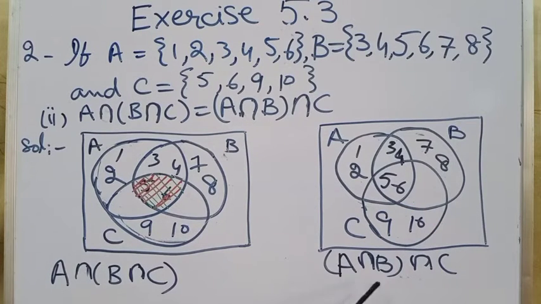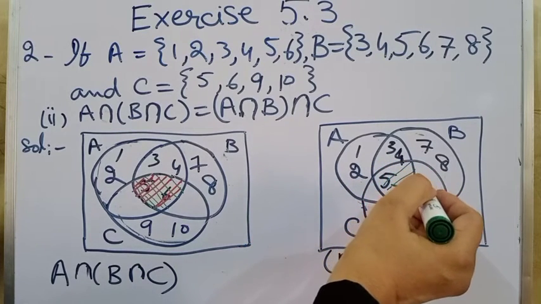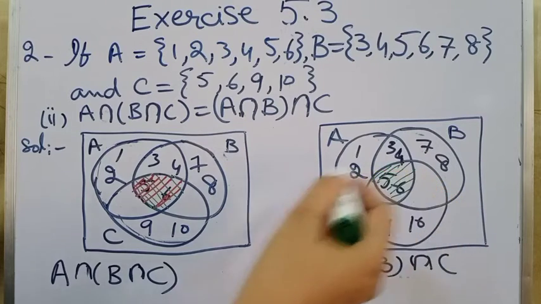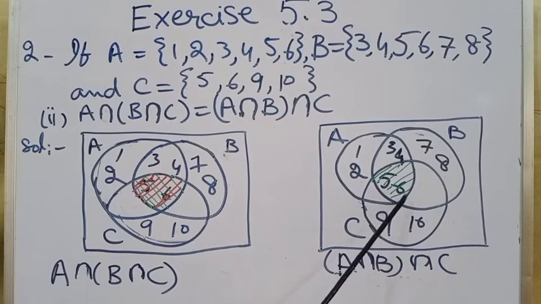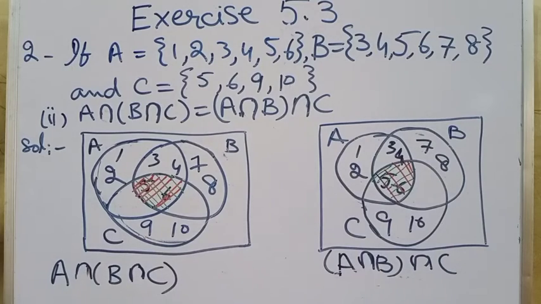But here we observe that for A intersection B intersection C, we have to find first A intersection B. So we color A intersection B. Here these 5, 6 are in set A and set B. It means 5 and 6 are common elements of A and B. Next we have to find intersection C. So we observe that 5, 6 are also members of set C. So this is equal to set A intersection B intersection C.